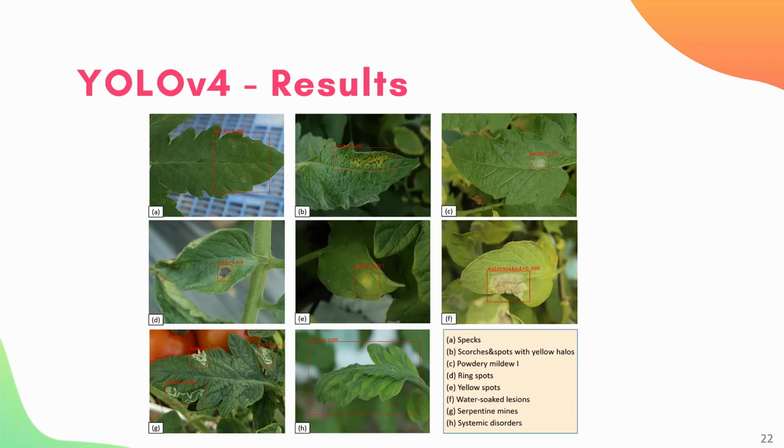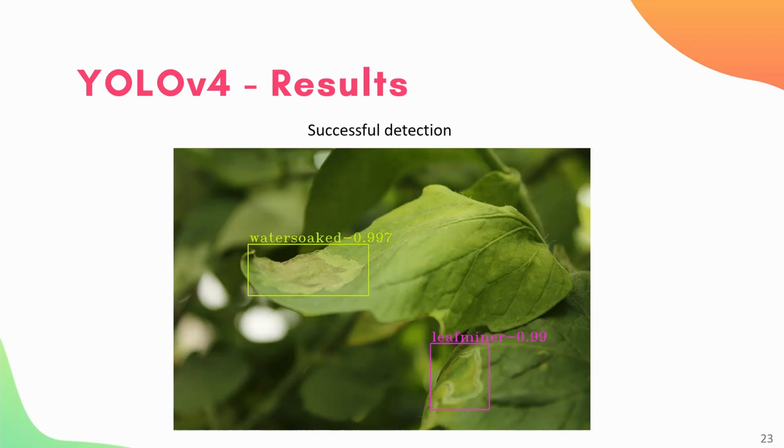Okay, here are some successful detection images. As you can see, the model can find the lesions in images of 8 different categories. Okay, here's another successful detection example. As you can see, the model can find lesions of different categories in one image.